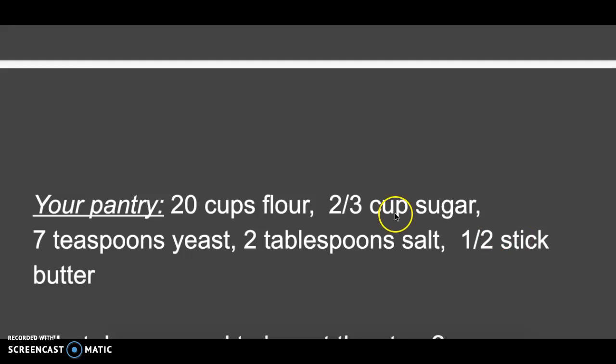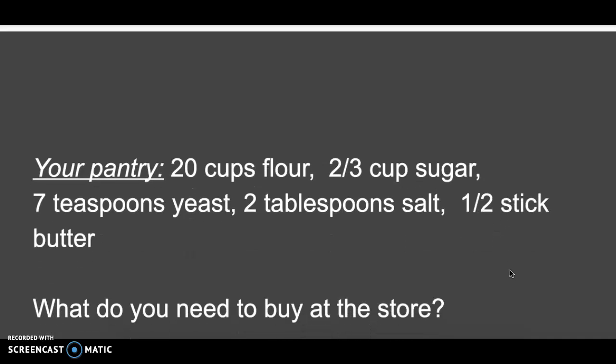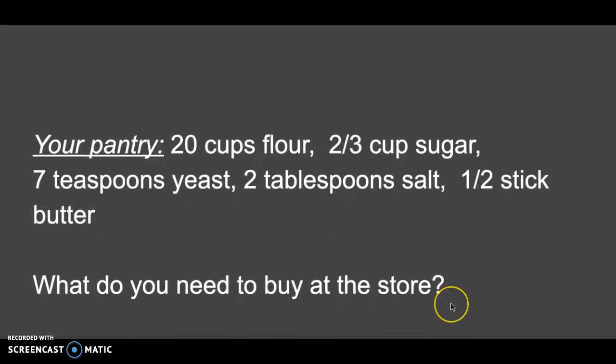And in your pantry, you have 20 cups of flour, 2/3 of a cup of sugar, 7 teaspoons of yeast, 2 tablespoons of salt, and 1/2 a stick of butter in the fridge, obviously. And so, you know what you need for those 3 loaves, and you see what's in your pantry, so it's a greater than, less than problem. Make me a grocery list of what I need to purchase at the store.